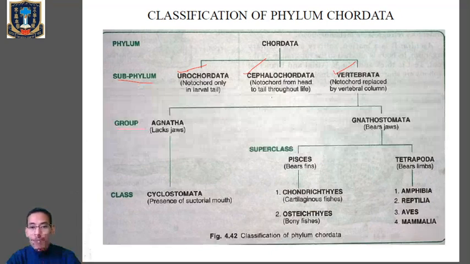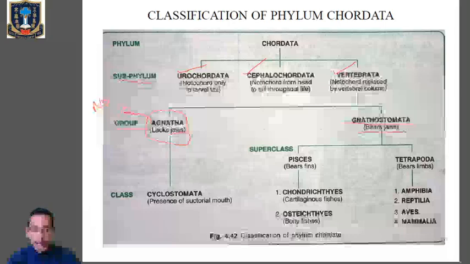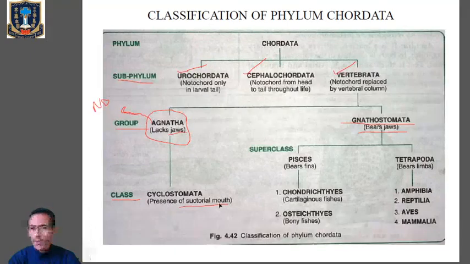Now what are those groups? They are divided into Agnatha, where the mouth is without a jaw. So A means no. I told you that the word A usually means no. So over here in Agnatha there is no jaw. Then we have the second group called Gnathostomata, which bears jaws. Under Agnatha we have the class Cyclostomata, where we find a suctorial mouth. Since the mouth is of suctorial type, they are mainly parasites. We will afterward learn the characteristics of Cyclostomata also.